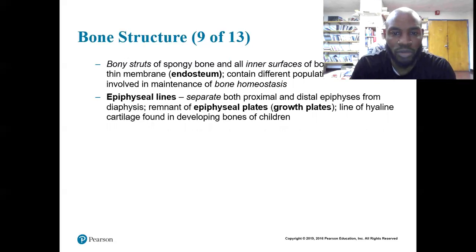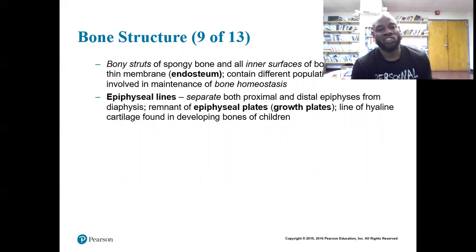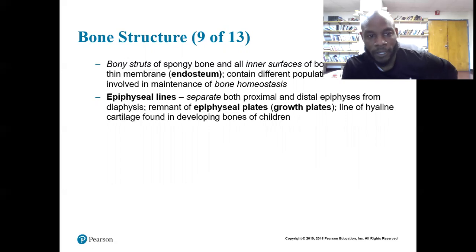Continuing on with the structure of the bone, we have the bony struts of the spongy bone. All inner surfaces of the bone are covered by this thin membrane called the endosteum, which contains different populations of bone cells. We're going to talk about the different bone cells that are involved, the osteoblast, the osteoclast. So that's on the inner surfaces of the bone, right?